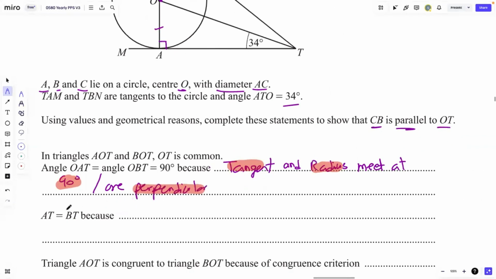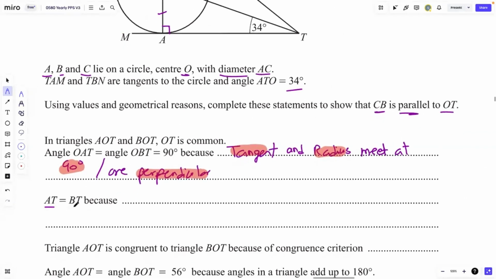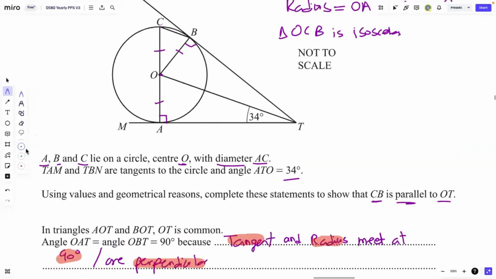Okay, so next up is that AT is equal to BT. Now what's AT? This length is AT and this length is BT. We need to give a reasoning as to why they are actually equal. So this is the case of a tangent kite.